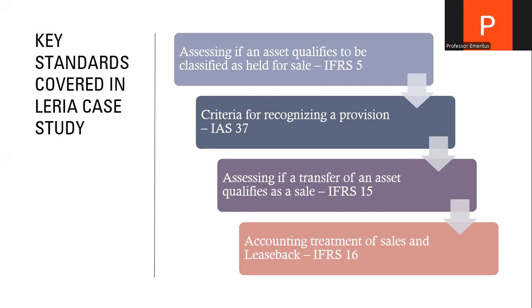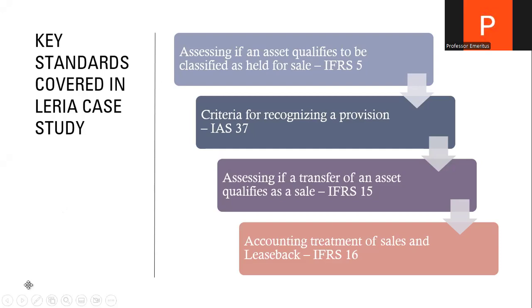For us to be able to do that, we need to look at IFRS 15, revenue from contracts with customers, and then if it qualifies and we are going to do sales and leaseback accounting, we are going to be looking at IFRS 16, leases. So what is the first requirement? Should the asset be classified as held for sale in the statement of financial position of Leria Company for the year ended 31st October 20x5?